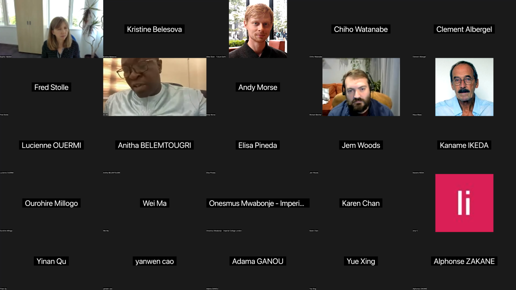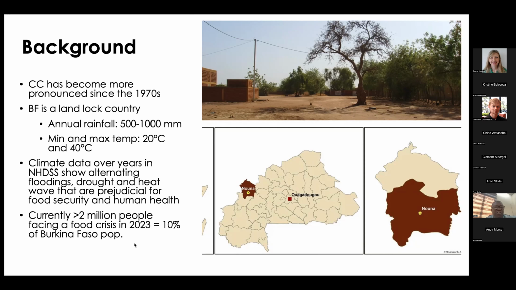Climate change has become really a big matter since the 1970s. It's a global issue, but it affects most the poor countries like Burkina Faso. We are a poor, landlocked country, with annual rainfall ranging from 500 to 1,000 millimeters, and mean and max temperatures averaging from 20 to 40. The data of the Nuna Health and Demographic Surveillance System shows that we have alternating flooding, drought, and heat waves over years that are all prejudicial for food security and health. Currently in 2023, Burkina Faso has more than 2 million people facing food crisis, which is almost 10% of the entire population of the country, which is really a lot.